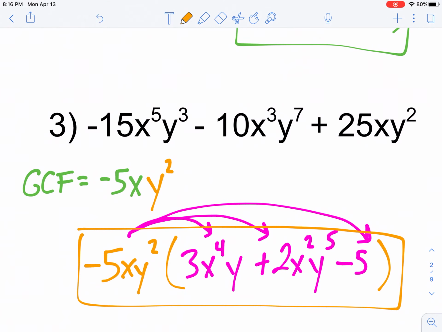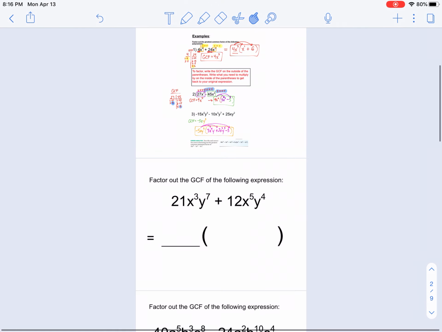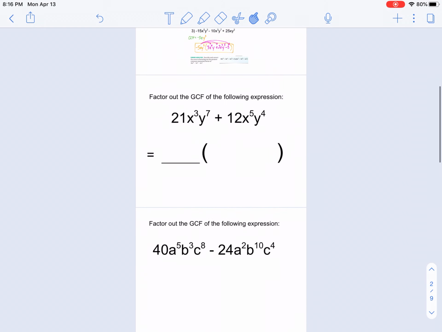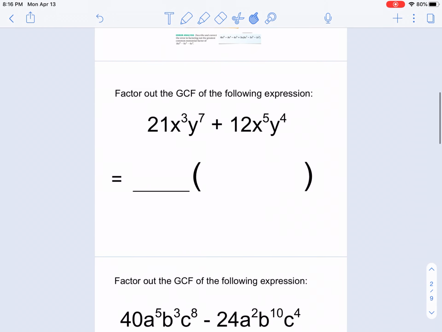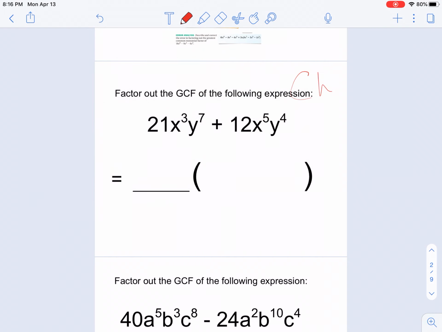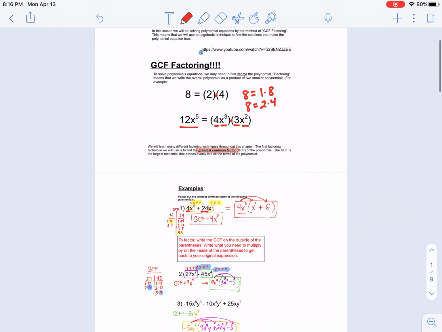All right, so I want you to practice some of these. I want you to do the next 2 slides for practice. This slide right here, classwork, and this slide here also. Slides, I guess that's slide 3 and 4.